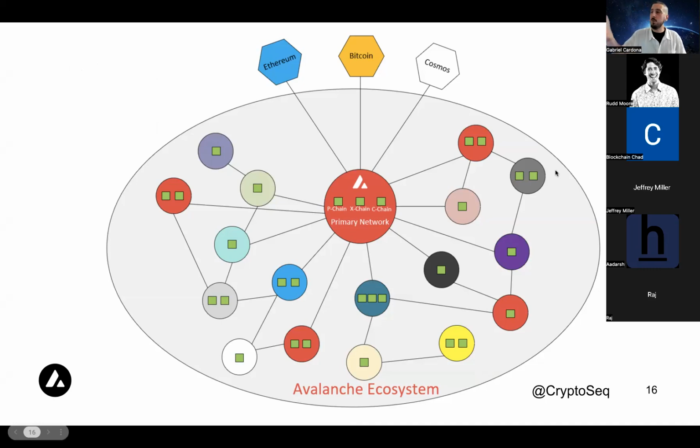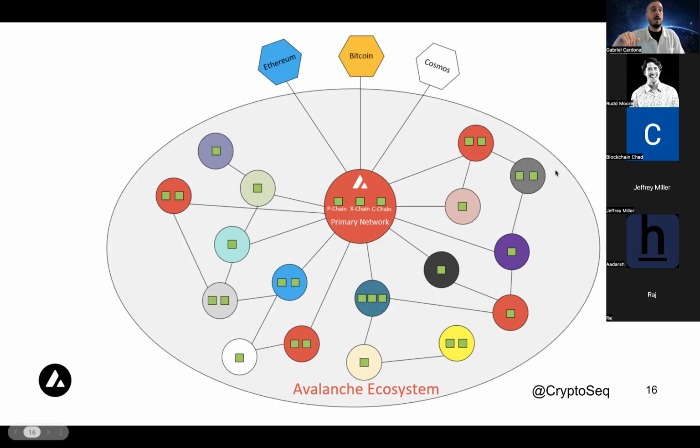Here you can see that the gray oval in the center represents the Avalanche network. Within the network are many different subnetworks or subnets, which are represented by the different little circles. In each of those subnets are green squares, which represent the different virtual machines that are running on those subnets. And a virtual machine is a blockchain. The lines between the subnets show that you can actually move assets between the different subnets. At the top, you can see Ethereum and Bitcoin and Cosmos. And then there are lines representing the ability to bridge assets from those other networks into the Avalanche network.